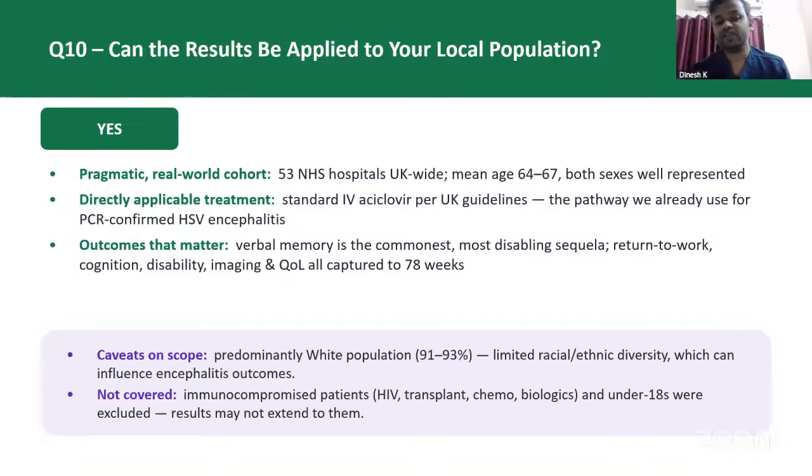And one caveat we have to remember is that race and ethnicity can independently influence the encephalitis outcome. Predominantly in this group, almost 90 to 93% were white people. This also we have to keep in mind. And then they excluded the immunocompromised host and people under 18. This also we have to keep in mind.